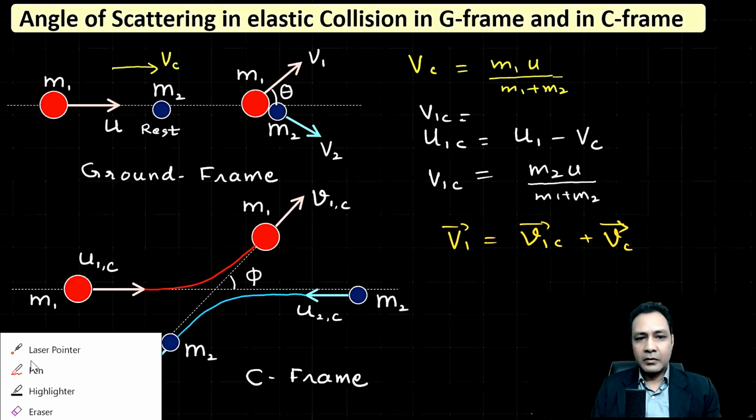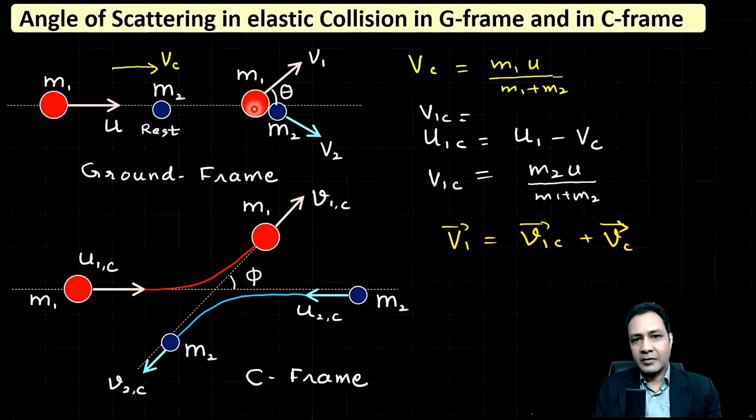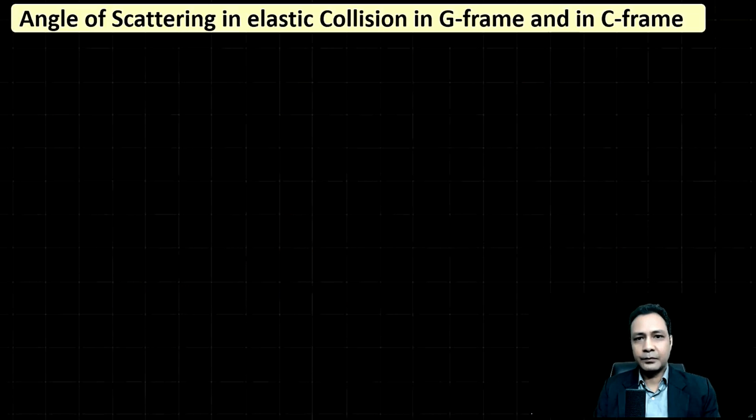The vc vector is along this x-axis. The v1 vector is at an angle theta with the x-axis, and the v1c vector is at an angle phi with the x-axis. Now I will connect them graphically on the next page. Let's go to the next page.